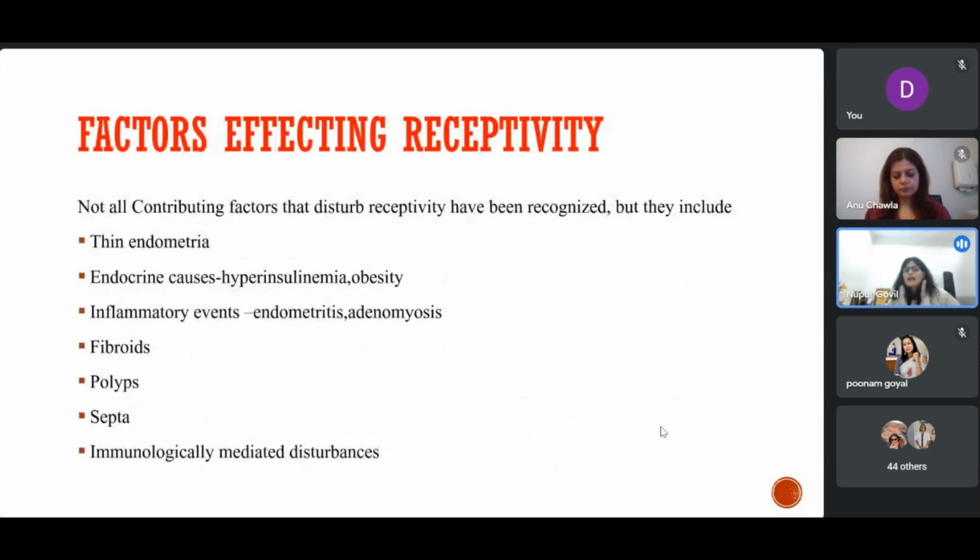So apart from the endometrial thickness, what are the other factors that may affect receptivity? There can be endocrine causes like hyperinsulinemia. Obesity has been shown to have a negative impact. Inflammatory events like endometritis, adenomyosis, fibroid, polyps, septa, and immunologically mediated disturbances.